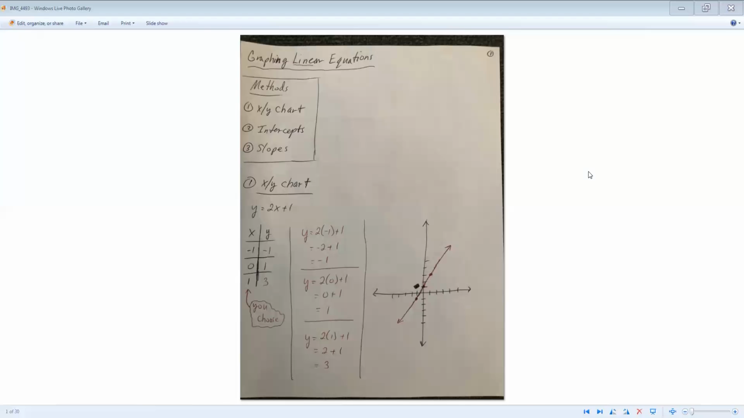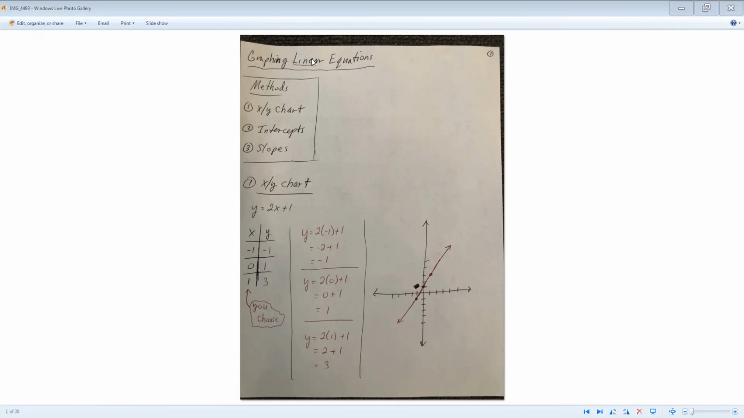This video is on graphing linear equations. We will have three methods in which we will be able to graph these linear equations. These linear equations are called linear because when you graph them, you should get a line. So that's where linear comes in.